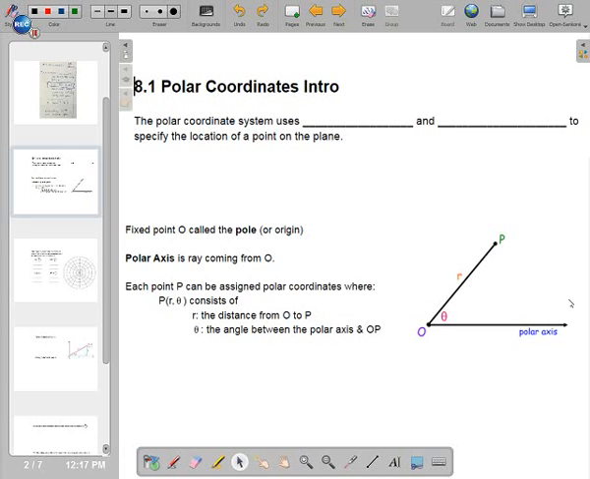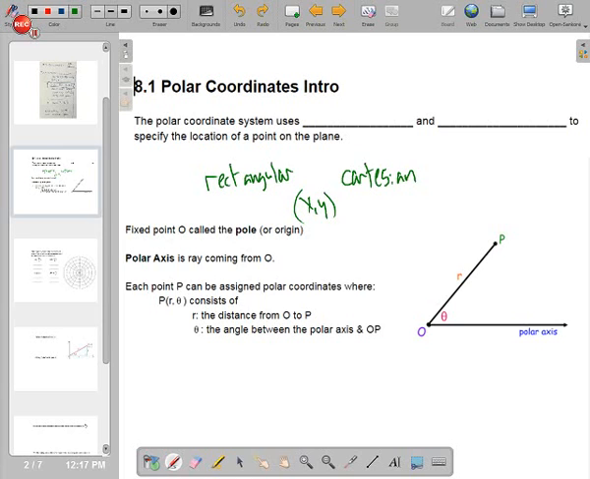So we're going to do some introduction to a new coordinate system. It's called polar coordinates. What we normally work in are called rectangular coordinates, or sometimes you'll see the word Cartesian coordinates. Rectangular or Cartesian coordinates, that's what we're used to graphing. When we think of a graph, we think of x, y normally. So those are rectangular coordinates.